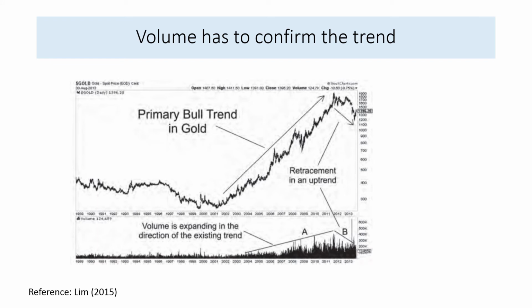Let's learn how to interpret volume in the direction of trends. This figure shows the movement of gold prices. The gold prices have experienced a primary bull trend, followed by a retracement in an uptrend. In area A, volume has expanded in the direction of the primary bull trend. In area B, volume has declined during the retracement phase. This is essentially a bullish indication for gold price. So, one can expect more upside moves in gold prices over the long term.